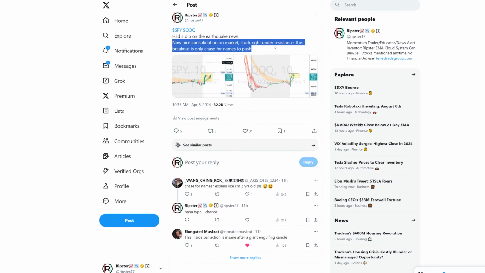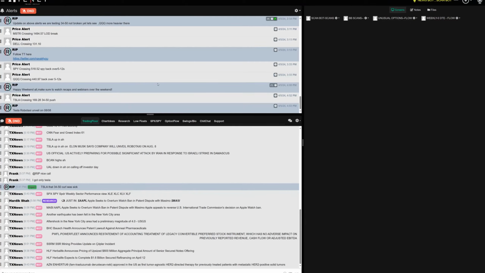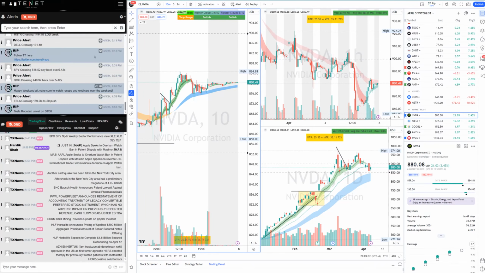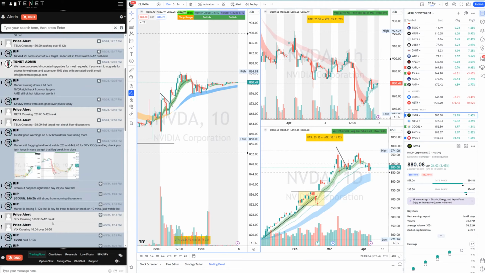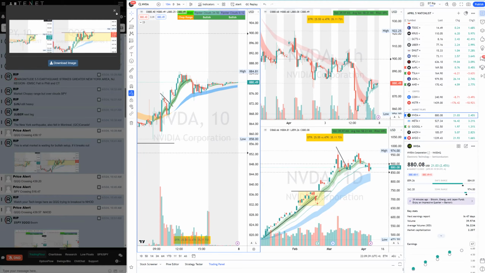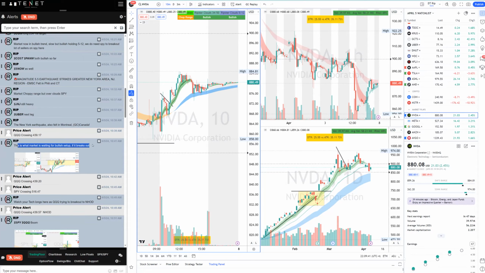Listen to what I said. I said this breakout is the only chance for the tech names to push, right? And I told everyone in the community the same thing, that this breakout will help us push on all the names. Look here. This is what the market is waiting for. Bullish setup, it breaks out. Everything is over the clouds.